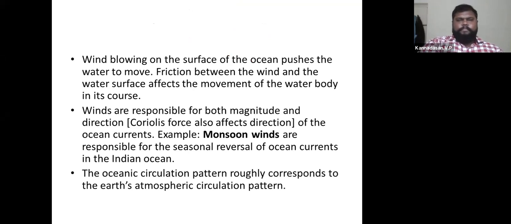Right? Then winds. So you know that wind helps in the movement of water. Wind also helps the movement of the surface ocean current, because the friction created by wind helps in the movement. And Coriolis force also affects the direction, right? Then monsoon winds, for example, then oceanic circulation. So as I said, so many forces are in play. Since so many forces are in play, you have to understand how different forces act differently on the ocean current or the ocean circulation.